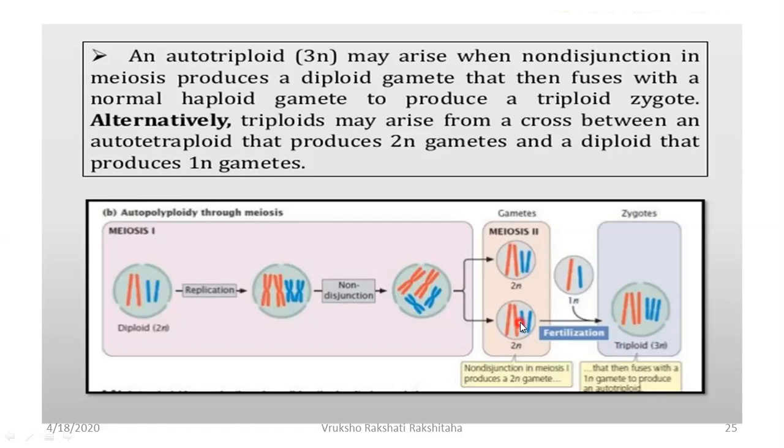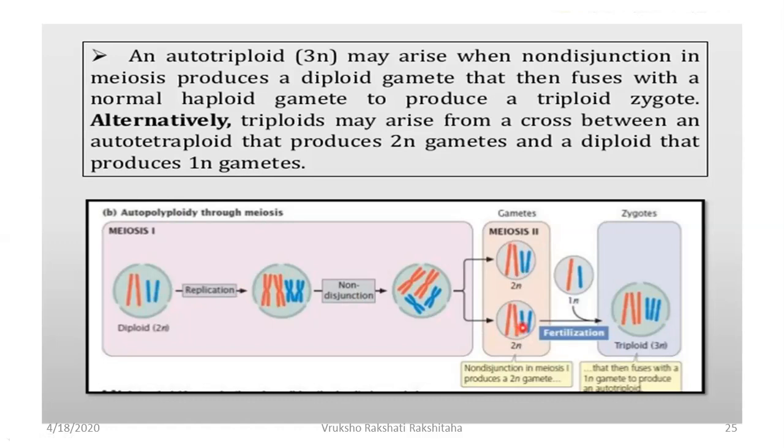Now, this is an abnormality, because we started with a diploid cell and the gametes which are formed are also diploid. That is, it has resulted in the formation of unreduced gametes. If these two gametes fuse with each other, it will give rise to an autotetraploid.